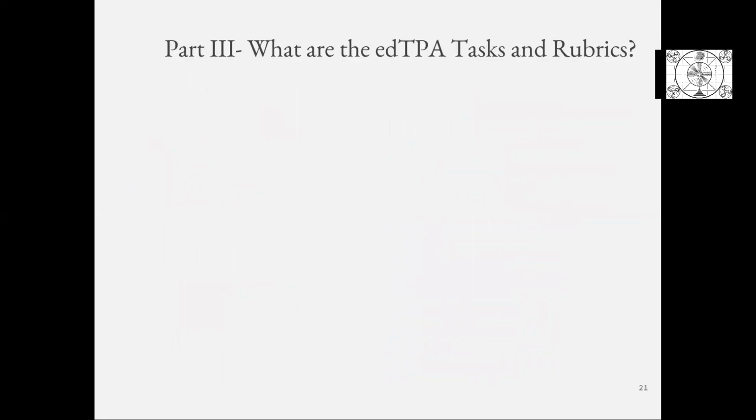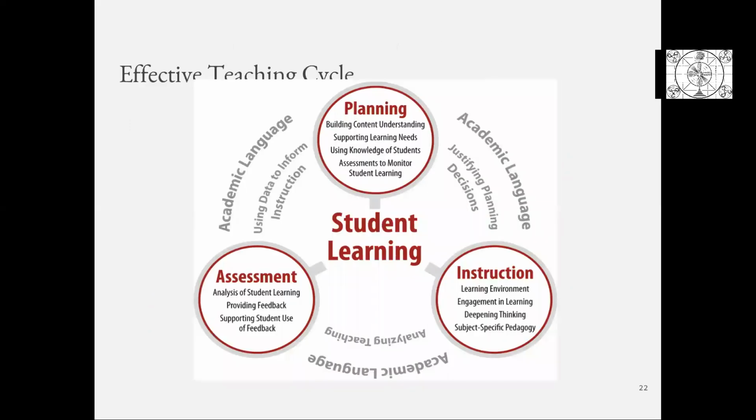Next, we'll take a closer look at exactly what candidates do for the edTPA task and also at the rubrics used to guide and assess their work. edTPA is comprised of three major tasks: planning, instruction, and assessment. With each task, candidates are asked to make some specific reflective and analytical moves, such as justifying planning decisions, analyzing teaching, and explaining how they use data to inform instruction. Prompts in the handbook guide these reflections and analysis.